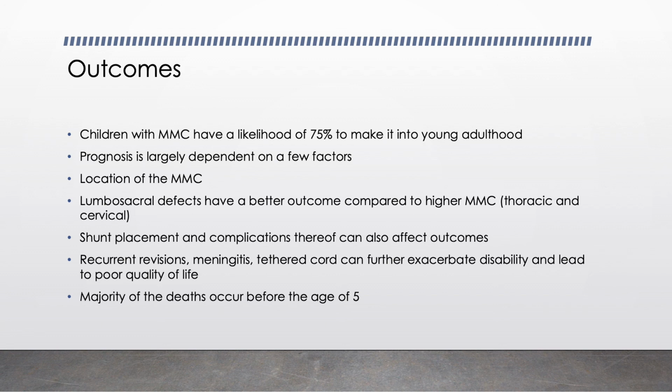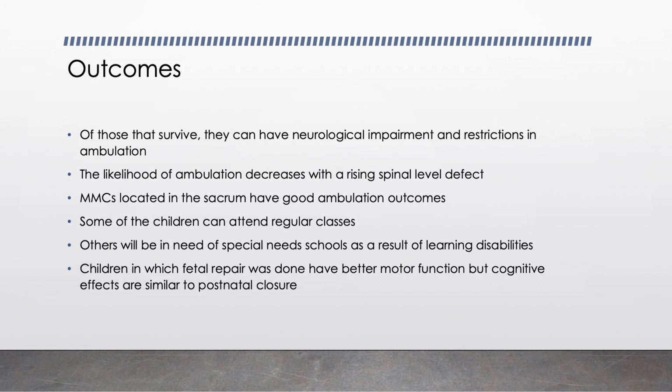And then, frequent revisions, meningitis, and tethered cord can further exacerbate a disability and lead to a poor quality of life. Majority of the deaths occur before the age of 5 years old. Of those that survive, they can have neurological impairment and restrictions in their ambulation. The likelihood of ambulation decreases with a rising spinal level defect.